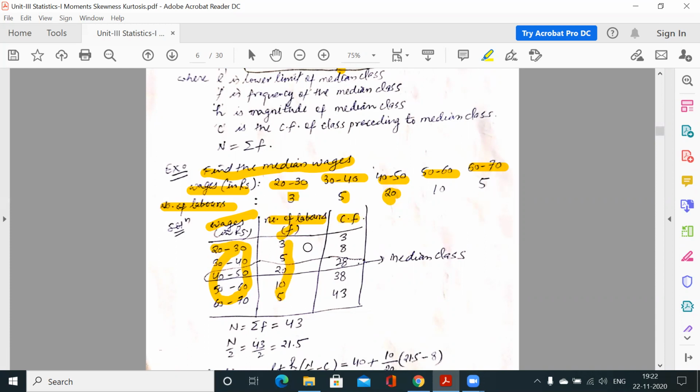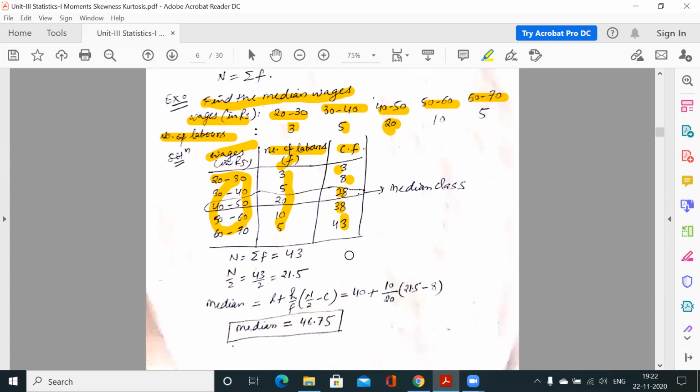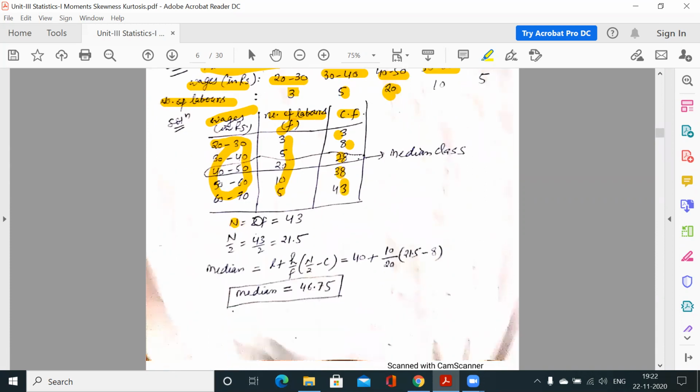Now calculating the cumulative frequency. So 3 plus 5, 8, plus 20, 28, plus 10, 38, plus 5, 43. Now N is the summation of frequency, which is the last value of cumulative frequency, that is 43. So 43 by 2 is 21.5. Now we look for the cumulative frequency which is just greater than 21.5. So 3, 8, 28. So 28 includes this value. Corresponding to this cumulative frequency, this is our median class, 40 to 50.